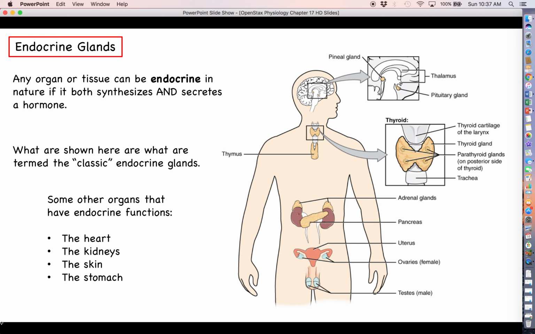The kidneys make two hormones, one called renin, which we will talk about much later in the semester, and the other called erythropoietin, which is the chemical stimulus that gets red blood cell production going. The skin makes a hormone called vitamin D, and the stomach makes a variety of different hormones, one being ghrelin, which functions in both digestive functions and in our sense of satiety. Basically, when are we full and when are we not full?